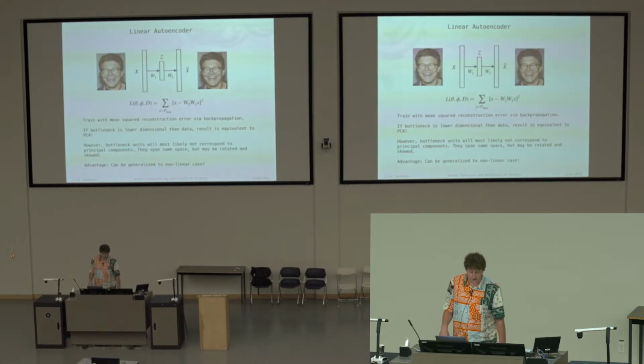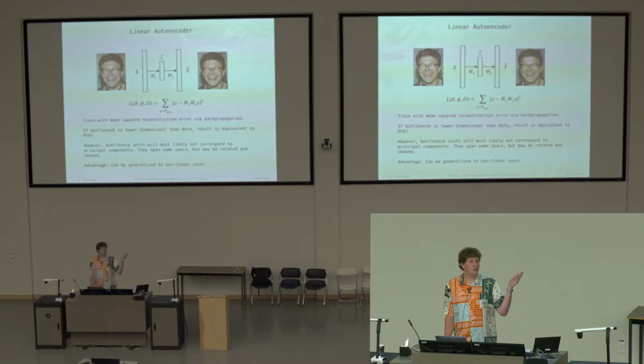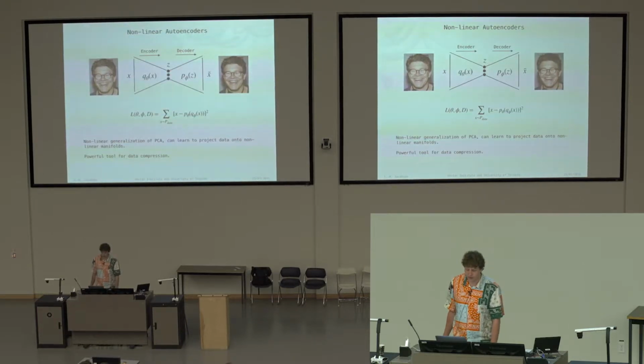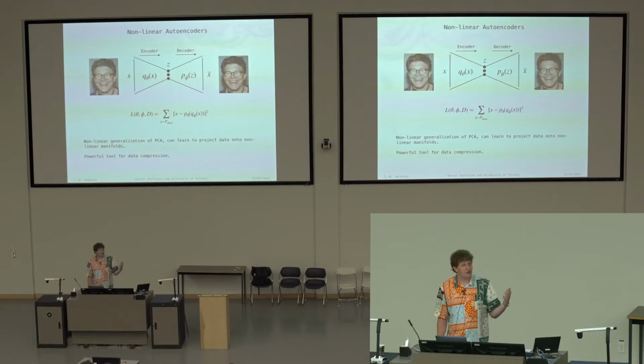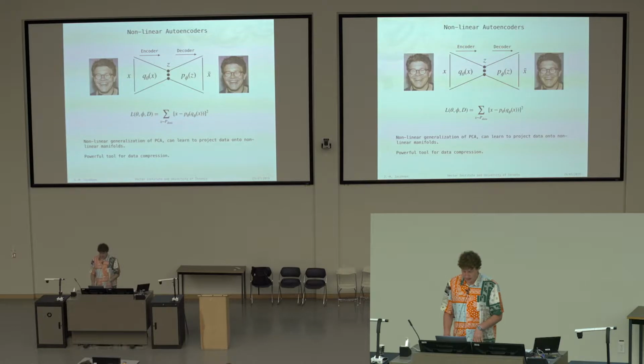However, the advantage here is that we can generalize this to the nonlinear case. So instead of W1 and W2, we could have nonlinear neural networks and do a nonlinear version of this autoencoder. Again, the same loss function, mean squared reconstruction error, but now we have a nonlinear generalization of PCA, which can learn to project data onto nonlinear manifolds. So that's a powerful tool for data compression.